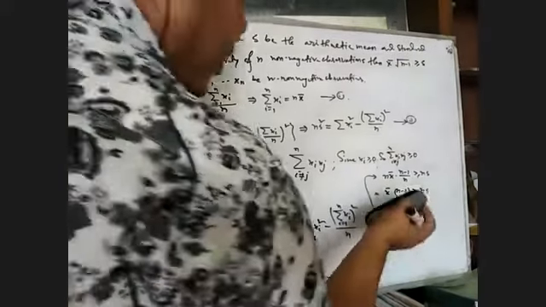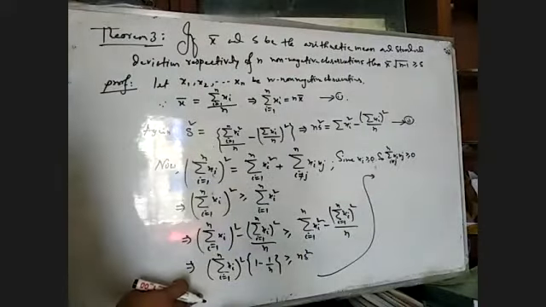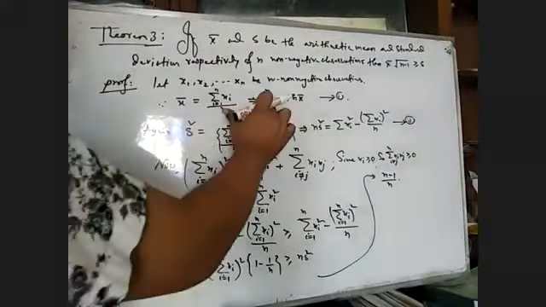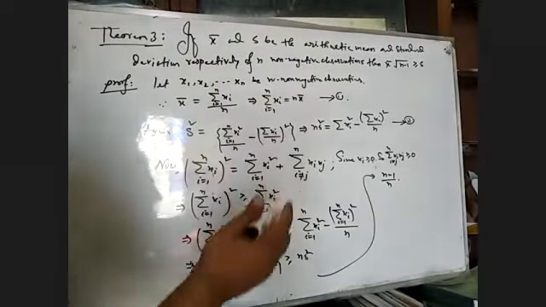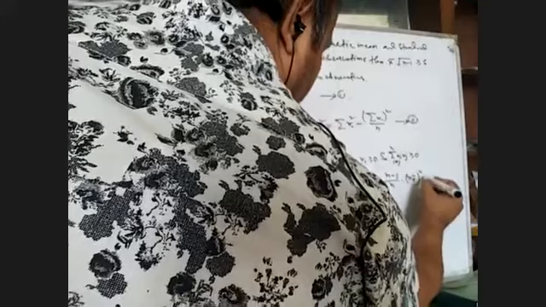Sorry, n x bar, there is a mistake. This summation we can write as n into n minus 1 divided by n, and this means what? Actually, whole square, n x bar whole square. Okay, n x bar whole square is greater or equal to, this is the n s square.